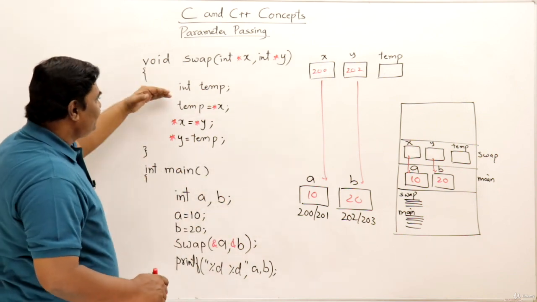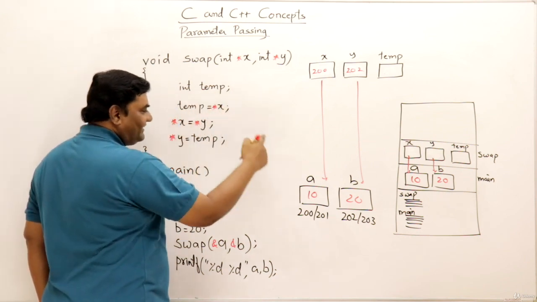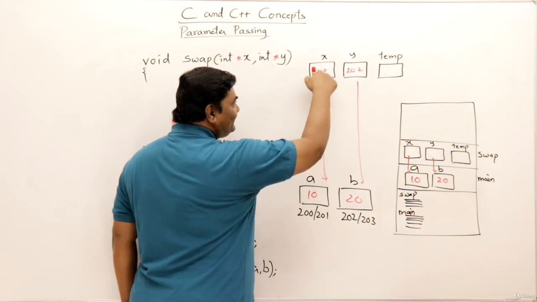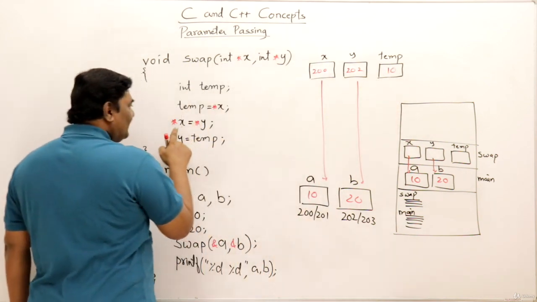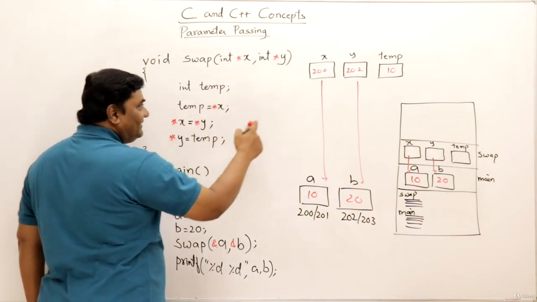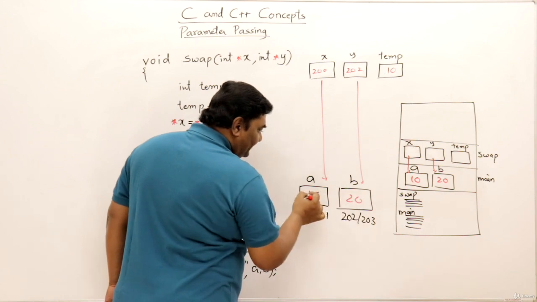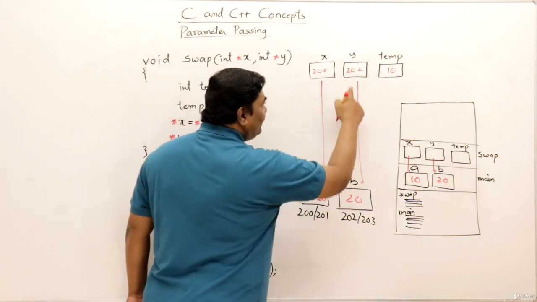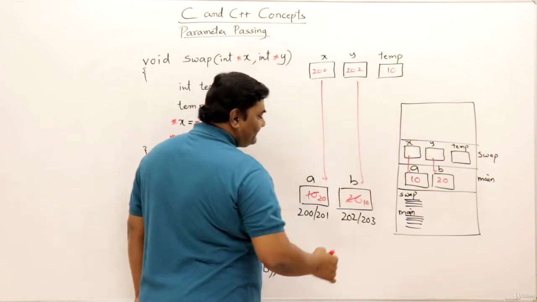Now, when the function is called temp is already there. Temp assigns asterisk x. So asterisk x, that is 10. If you say x, it is 200. Asterisk x, it's 10. So 10 is stored in temp. Asterisk x assign asterisk y. Asterisk x 10, asterisk y 20. So 20 is copied here. Then asterisk y assign temp. Asterisk y is this one, assign 10. So temp is 10.